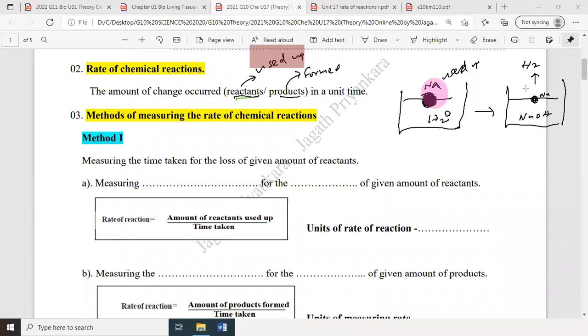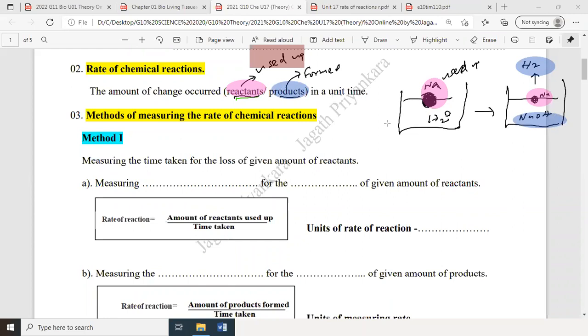But if it is happening very slowly, if the sodium piece remains longer in water, that means the reaction is slow. So you can look at the reactants and tell the rate. Or else you can look at how fast the hydrogen is coming out, how fast the hydrogen and sodium hydroxide form. That is how fast the products form, in a unit time, right?